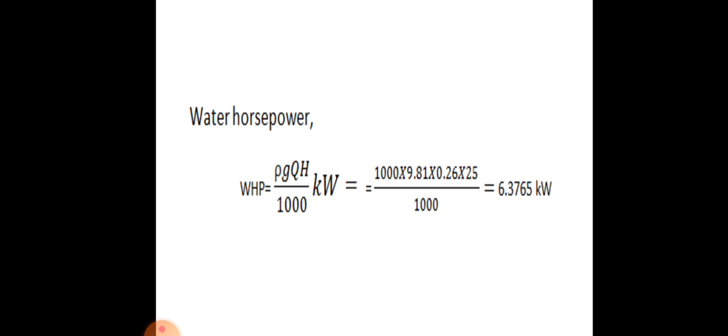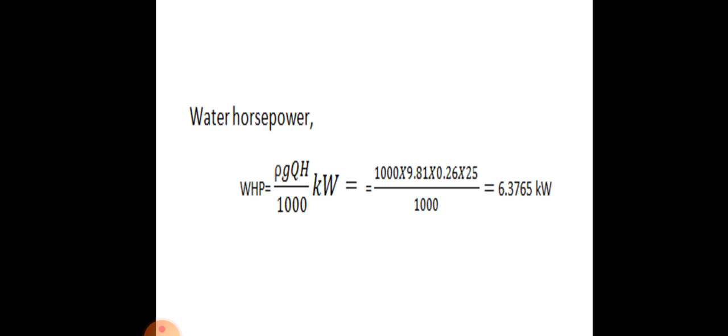So firstly we have to determine the total water horsepower. What do we mean by water horsepower? Water horsepower is the minimum power that is required to move water, or in other words, it is the power a pump would require if it was 100% efficient. Whereas in this case the pump is not 100% efficient; it is given that the efficiency of the pump is 75%.